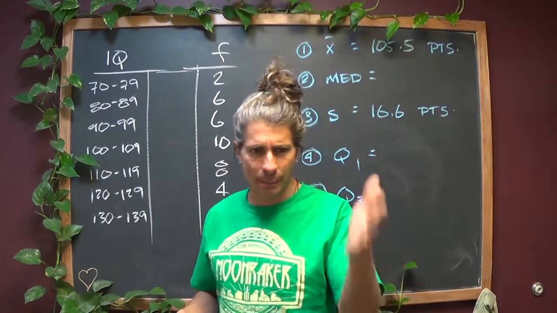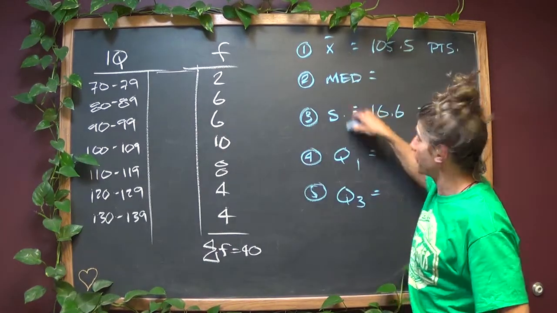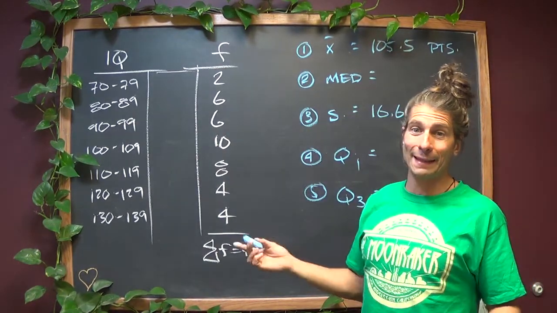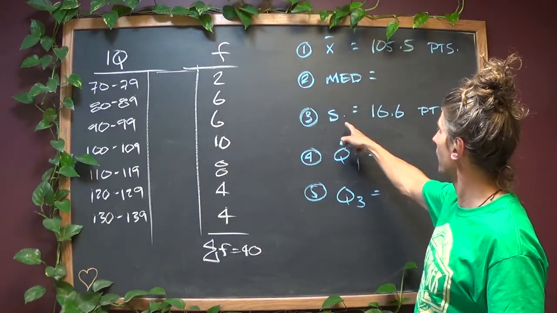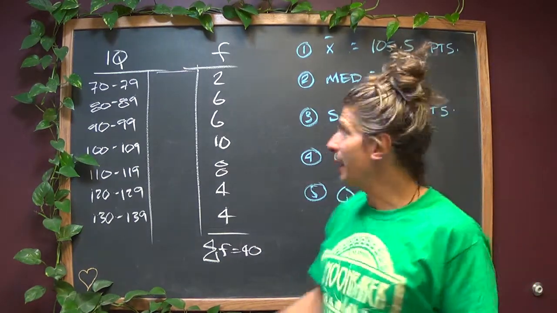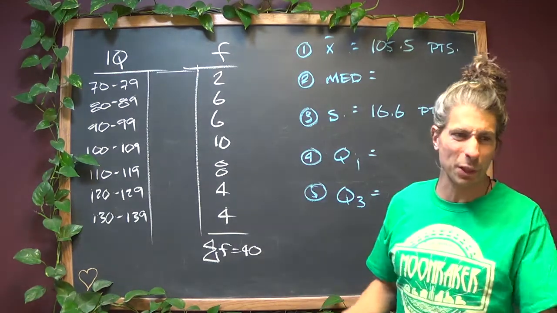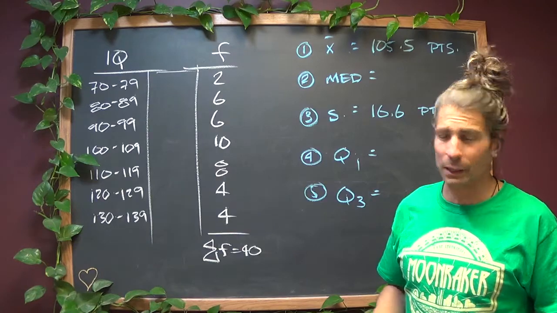So anyway, it's some IQ scores in a distribution, and I asked you to find 5 statistics from that distribution: the average, the plus or minus around the average, and then 3 measures of relative position. I've already given you the average and the standard deviation because that really isn't what the quiz is about. It's more about the quartiles.